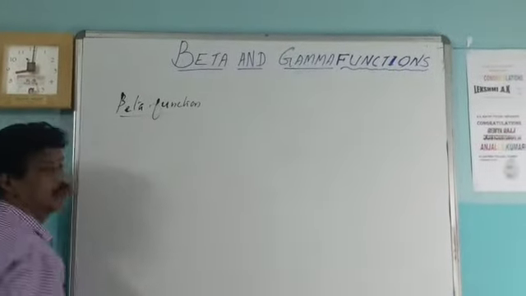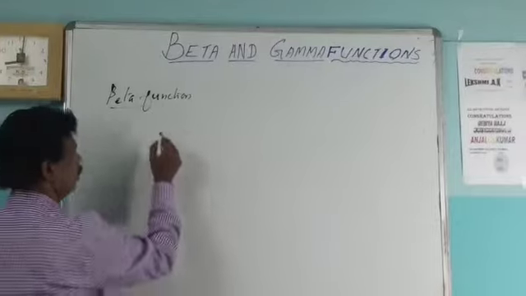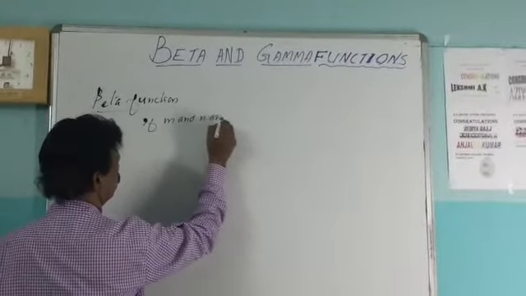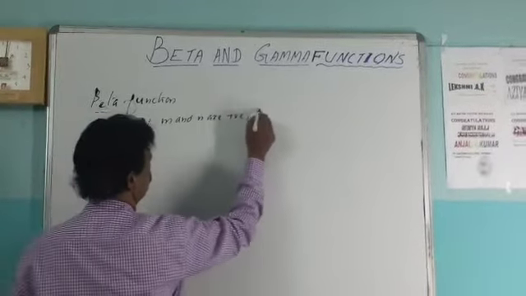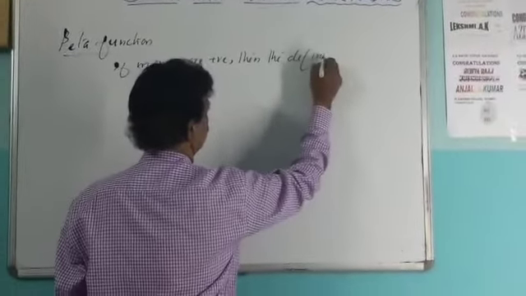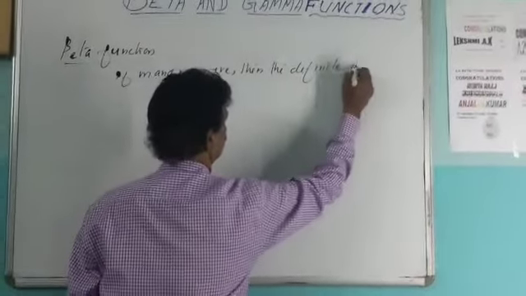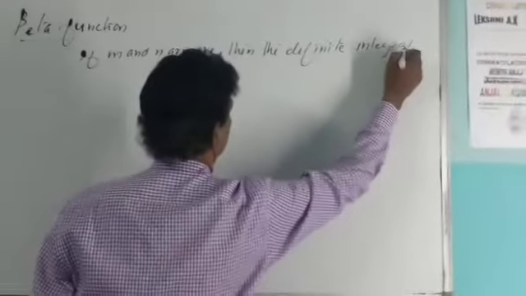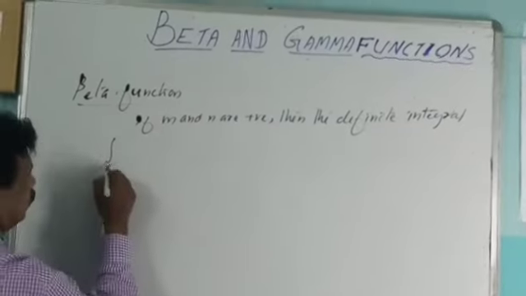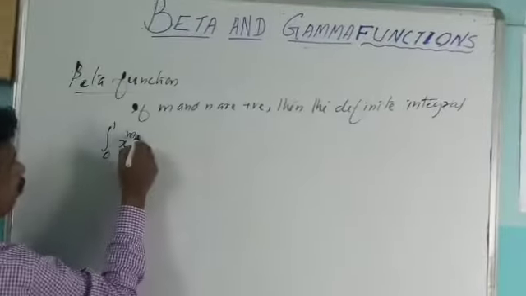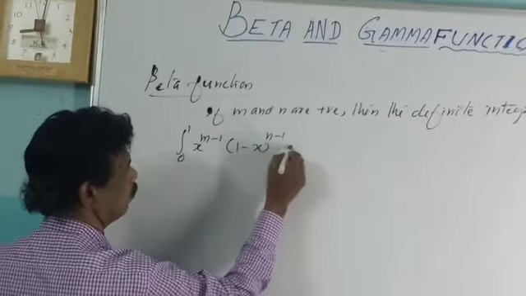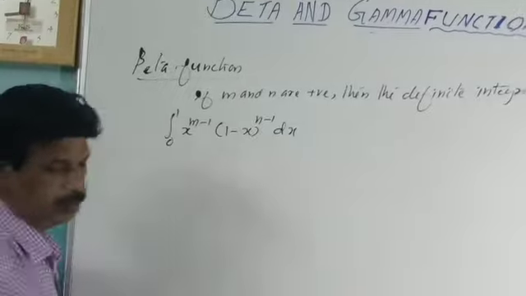If m and n are positive, then the definite integral from 0 to 1 of x raised to m minus 1, into 1 minus x the whole raised to n minus 1, dx, is called the beta function.